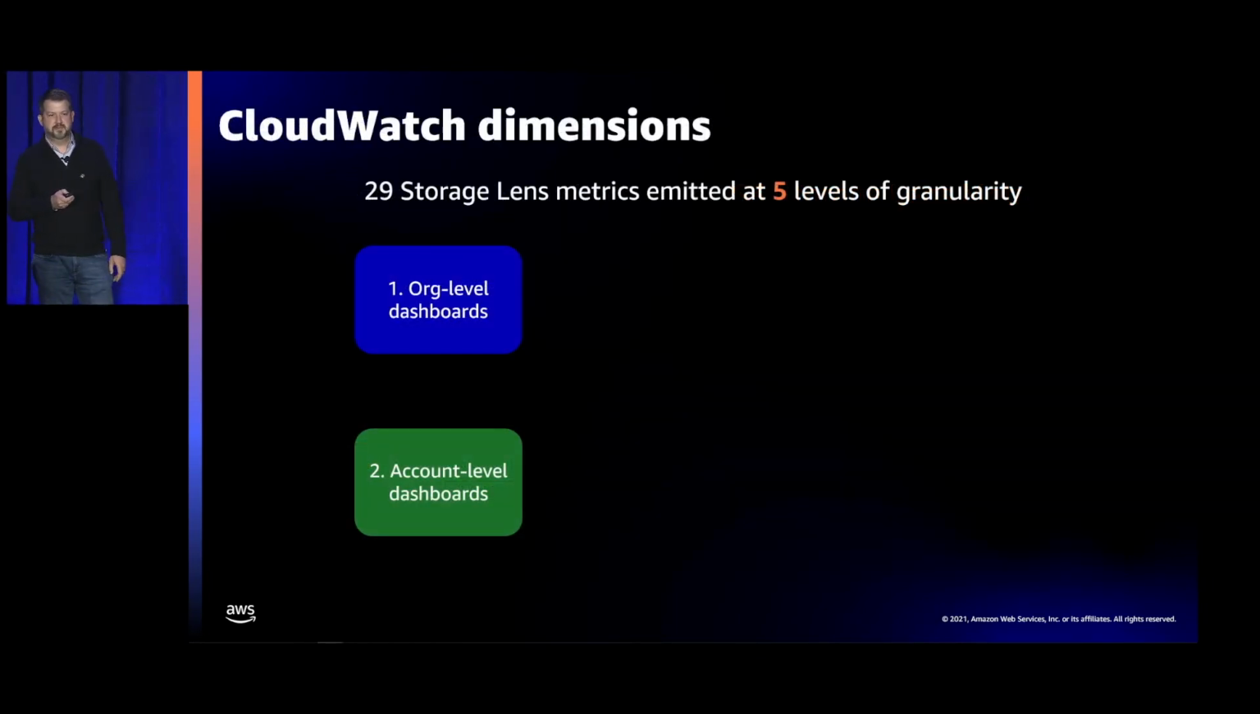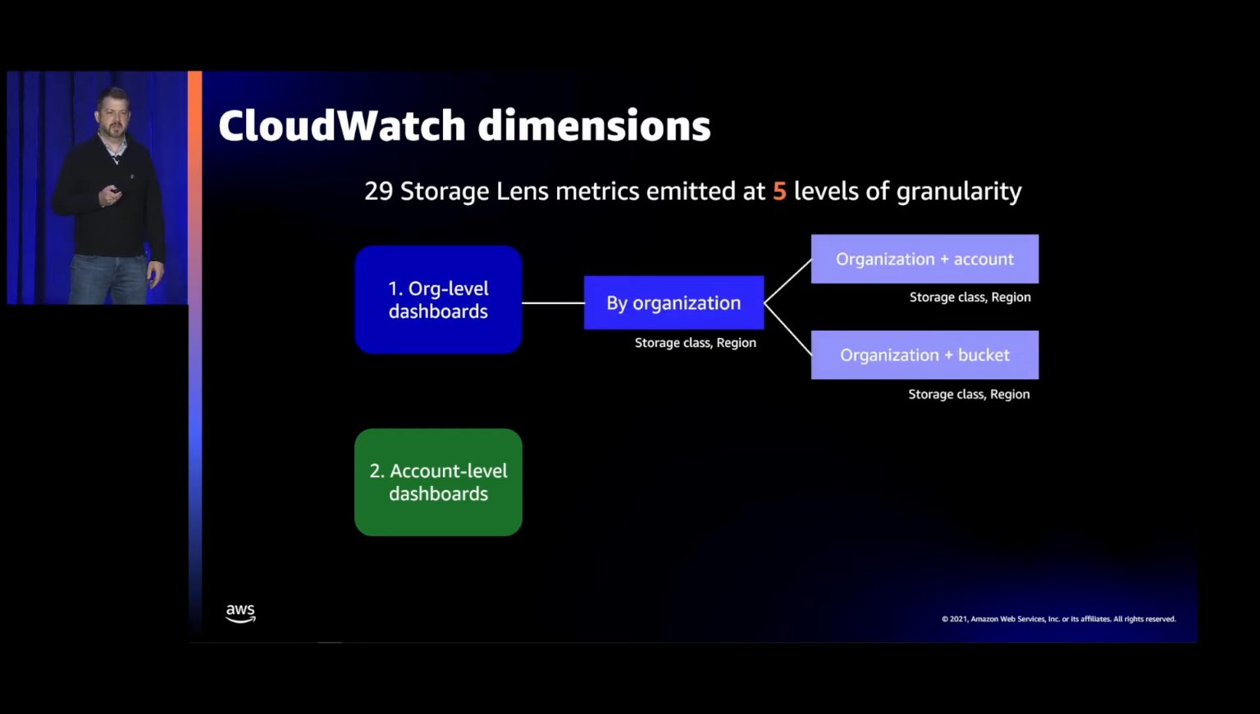So we're going to be pushing 5 levels of granularity for these metrics. Which ones you can use depends on which track you're on, the org level track or the account level track. For the org level track, you're getting 3 different levels of granularity. The metrics will be summarized by organization and account, or by organization and bucket. Basically, we're giving you 3 different options there depending on what your monitoring strategy is.